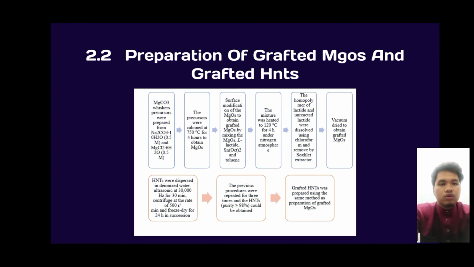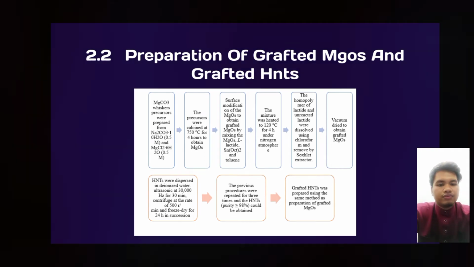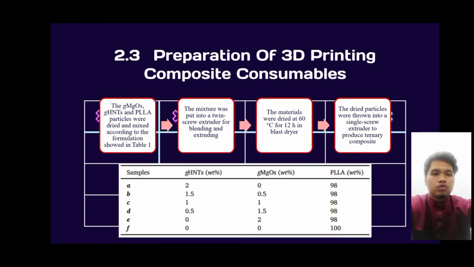For 2.2, preparation of grafted MgOs and grafted HNTs. The picture below shows the grafting flow, and this is the grafting flow. And then for 2.3, preparation of 3D printing composite ensemble.